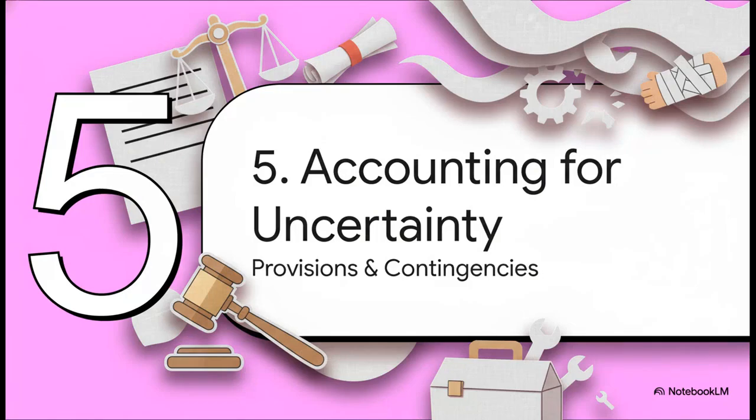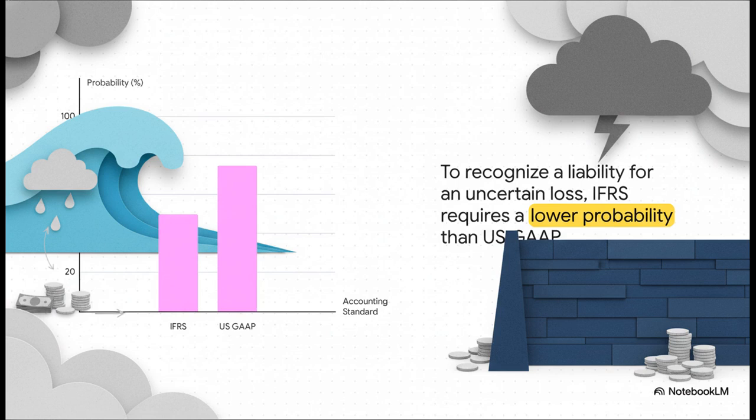All right, for our final section, we are venturing into the most judgmental, most difficult area of liability accounting. What do you do when an obligation probably exists, but you're just not sure about the exact amount or the timing? Think lawsuits, product warranties, things like that. And here we go again with another major split in philosophy.